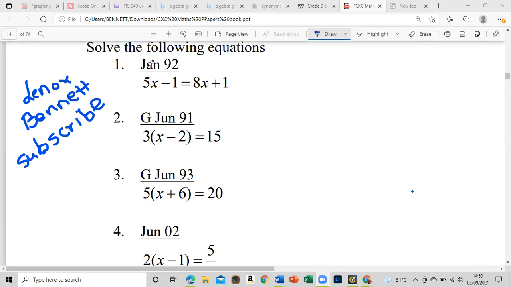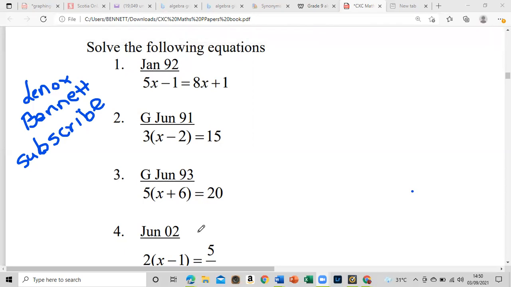Alright, so these are actually algebra questions and they are past papers. This indicates that it was done January 1992. This was January 1991. This was January 93. June 02. Alright, so let us examine whatever we have.